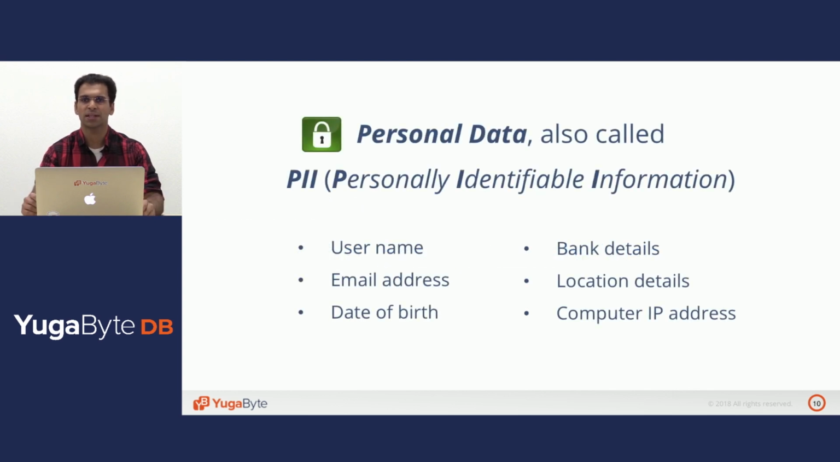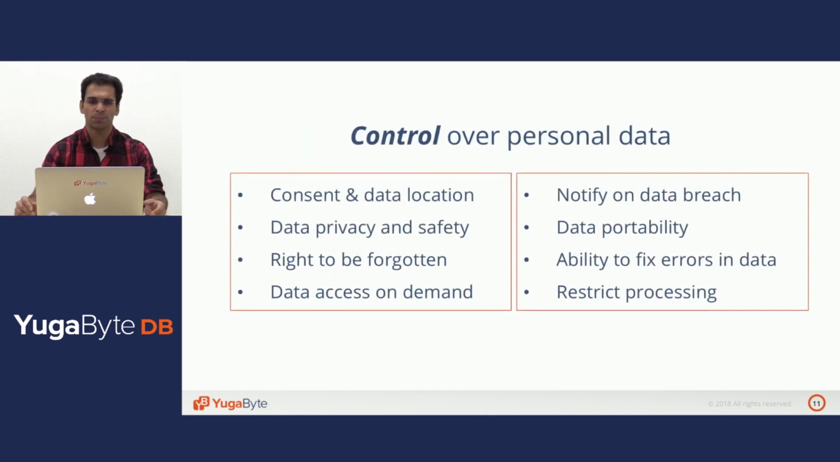Personal data is also often called PII, or personally identifiable information. It involves pieces of data that can identify who you are uniquely. This includes things like a username, an email address, a date of birth, bank details, your location details of where you live or where you're present at the moment, and a computer IP address. So these are just some examples. Now, what GDPR says is you need to give the citizens of Europe control over this personal data.